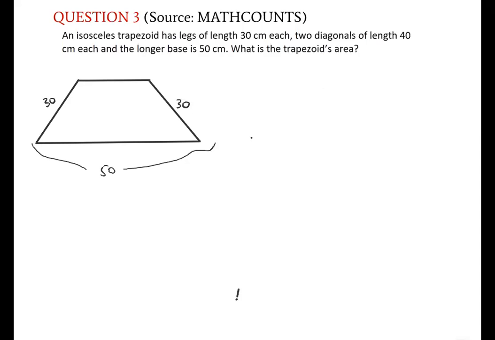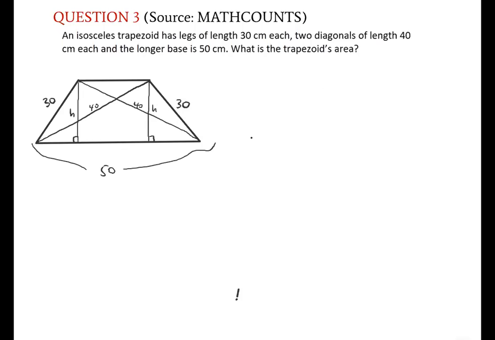Wait, let me first draw the diagonals. We also know that the diagonals are both 40. And we know that this height, the height of the trapezoid, we're just going to call that h since we don't know. This is drawn badly. So basically, these heights will form a right angle.